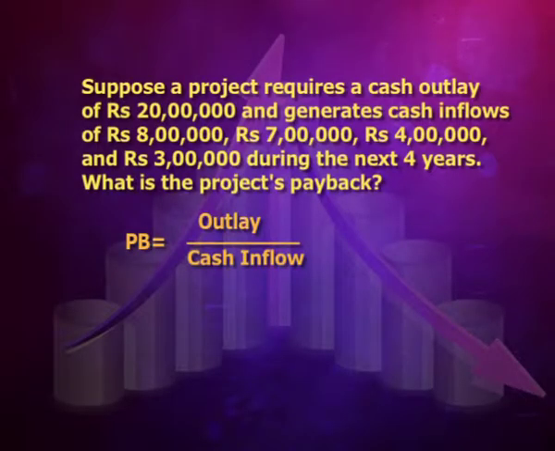In case of unequal cash flows, the payback period can be found out by adding up the cash inflows until the total is equal to the initial cash outlay. Suppose a project requires a cash outlay of rupees 20 lakhs and generates cash inflows of rupees 8 lakh, 7 lakh, 4 lakh and rupees 3 lakh during the next 4 years. What is the project's payback?